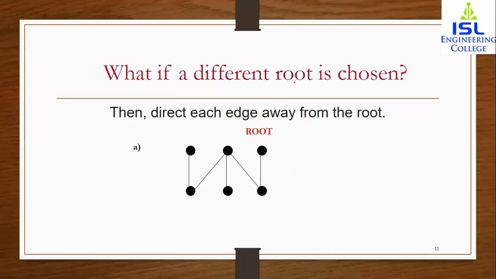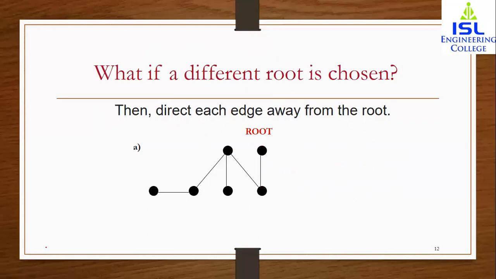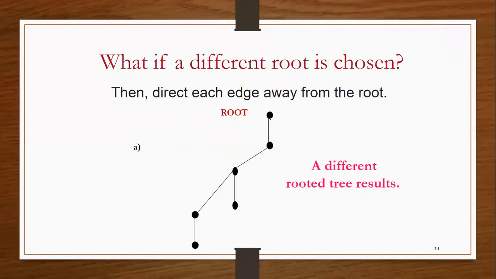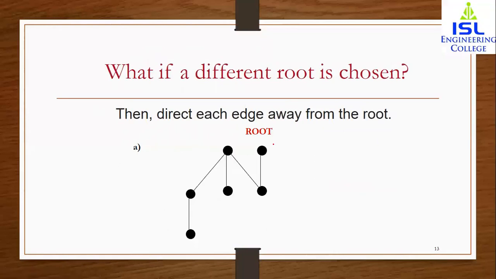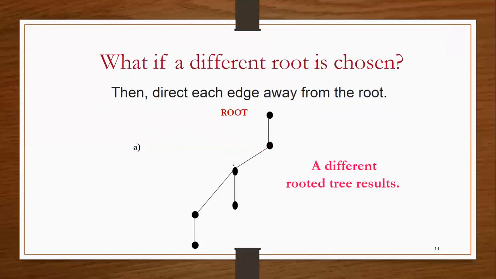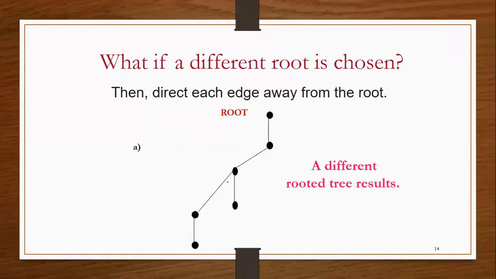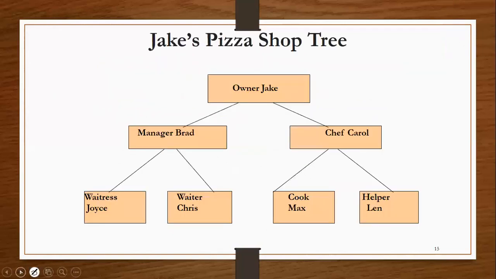So what if a different root is chosen? Suppose if I choose this as the root, then what will happen? Let's see that. So we are supposed to direct each edge away from the root. So this comes down. Also, here I have to bring it down. Then finally, a different rooted tree results. How are we creating it? I am bringing, these two are kept as it is. This edge is brought down. So over here, this edge is written over here, and to this edge we have a child. So I am writing that child as it is, and the next child.